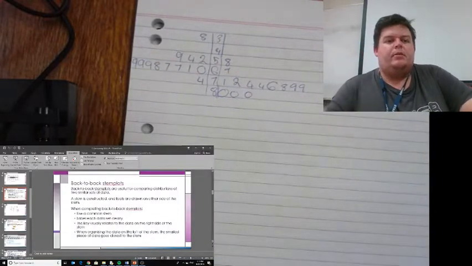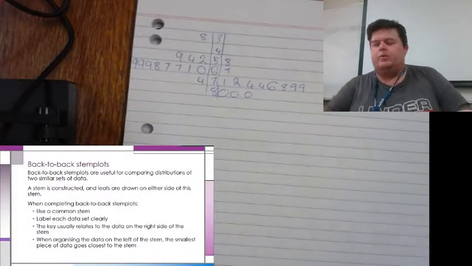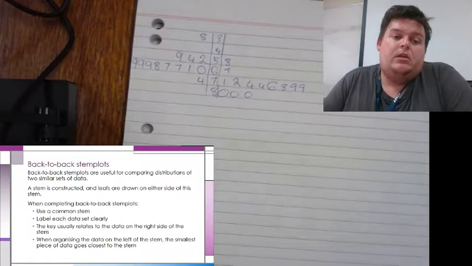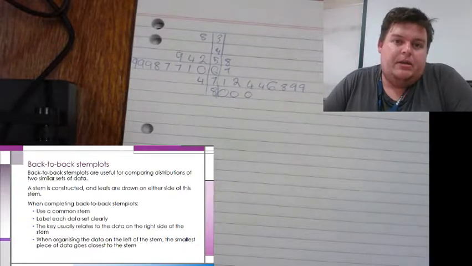Okay, alright, I'm going to pick up where I left off before. I'm going to talk through a couple of different distributions, then we're going to do an example. So basically there are a couple of different ways to compare data distributions.